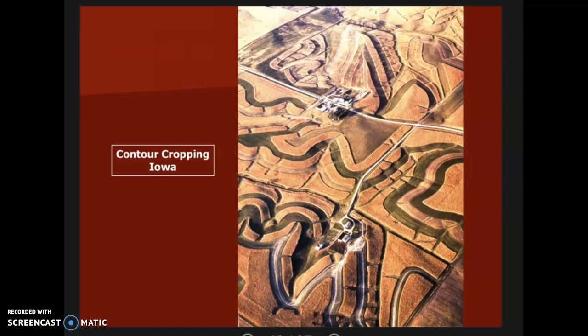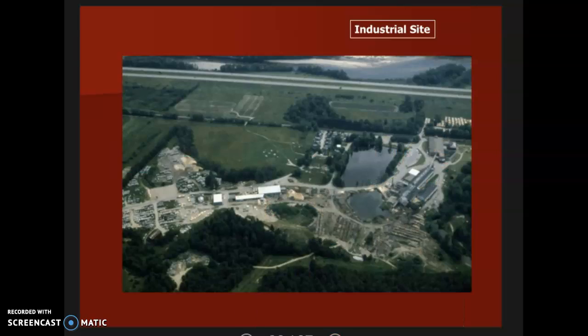This one is agricultural land. This happens to be contour cropping in Iowa, where you have to use contours on hillsides to be able to cultivate crops. That one you're not going to be using for the lab. It's just showing you an example.